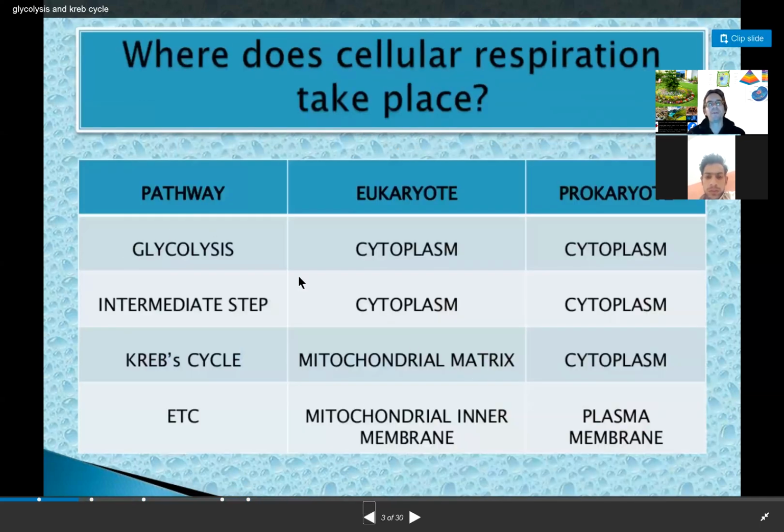So we were talking about glycolysis. Asghar very well explained that, occurring in the cytoplasm of both eukaryotes and prokaryotes.